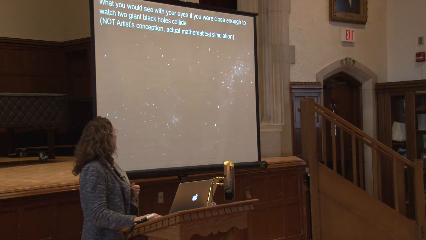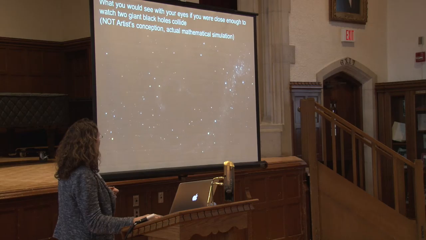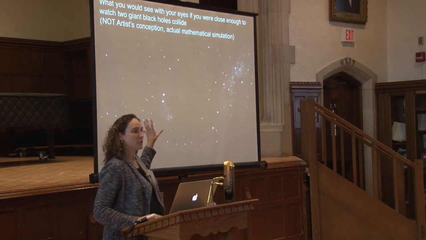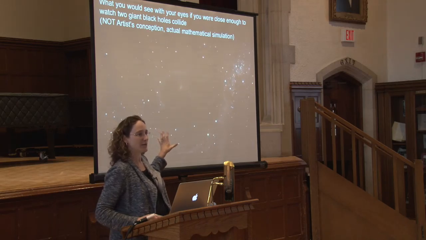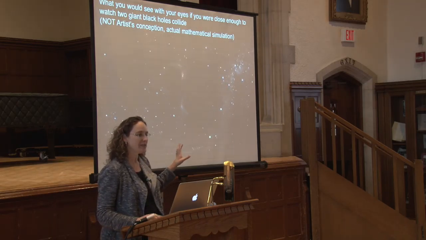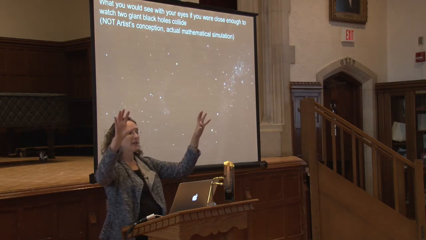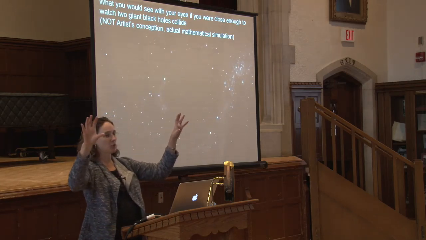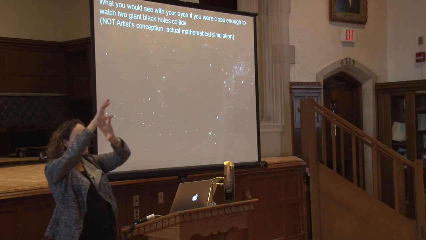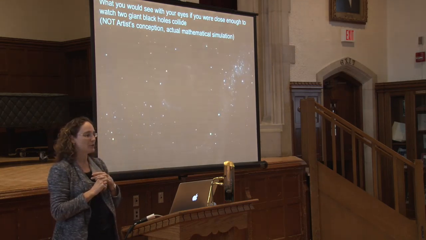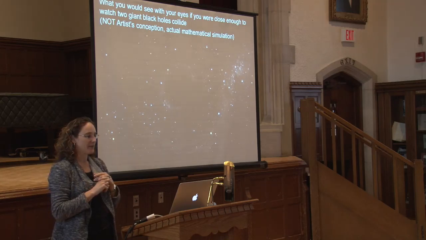So what they saw was, here's a simulation of what you would see with your eyes if you saw two black holes. This is an actual real numerical simulation. This is not an artist's concept. This is what you would see if you were close enough to two giant black holes, something like 30 times the mass of our sun, each one, and you saw them circling around each other about to collide. So this is what you would actually see happen.